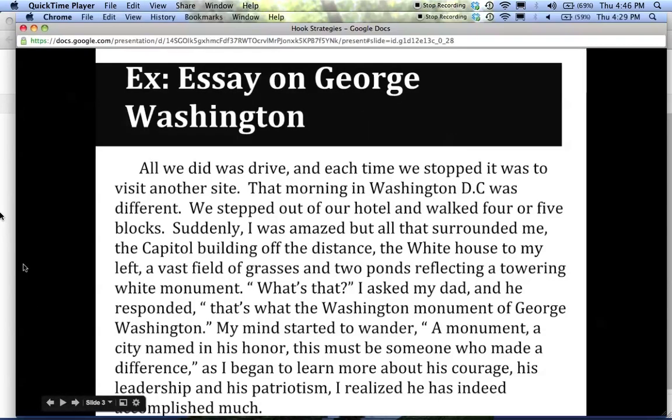So the example that I have is a student essay about the importance of George Washington. And so I'm just going to read for you the example. Please do not write this down. You don't need the examples written down, but I did want you to have the benefit of hearing them.